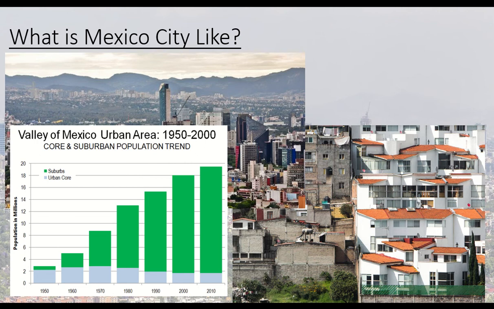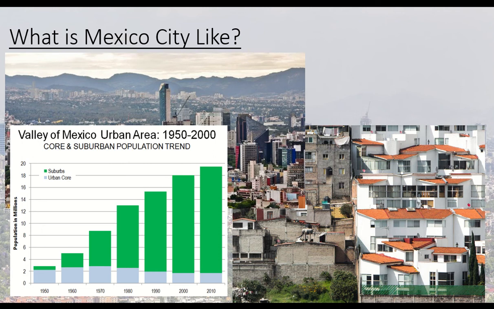And you can see in the 50s, 60s, 70s, the inner city, the urban core, they're calling it on this graph, which is the blue part of the bar, is going up, it's growing. And that really was Mexico City undergoing its urbanization. And that's when the industrial revolution of Mexico happened largely.